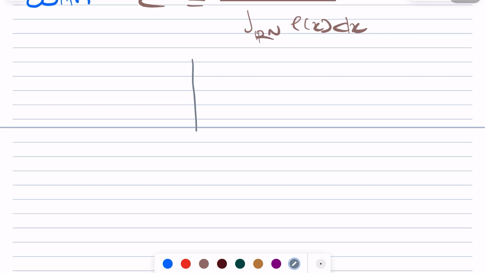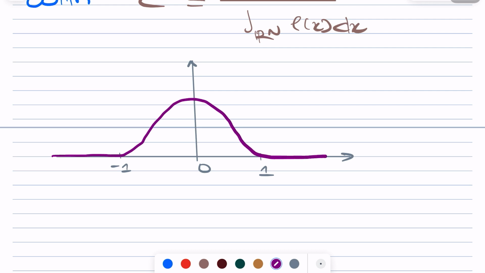Just for visualization purposes, let me try to draw how the function rho could look like. Let's say here we have -1, and here we have 1. Of course this is the origin. So we typically have something like this. This is the bell curve. For those who have knowledge in statistics, you know that this is kind of a normal distribution.